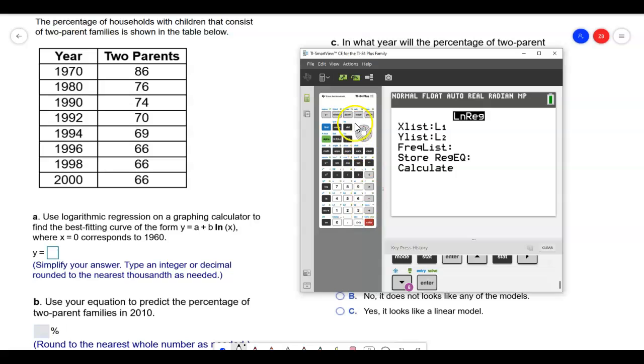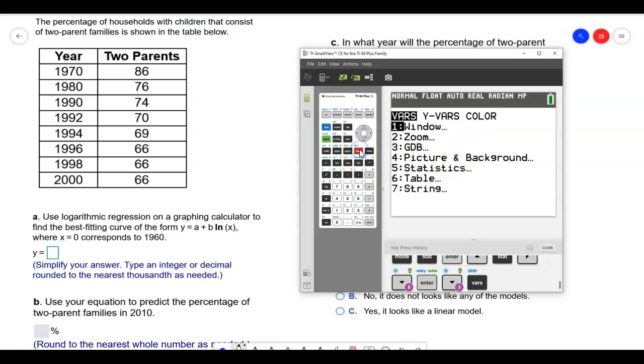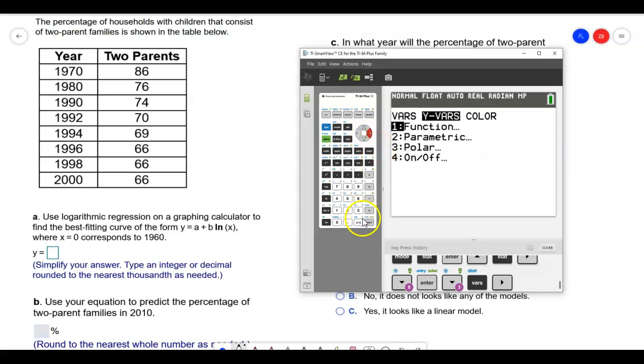So hit enter. Yes, we want to use L1, we want to use L2, and because I've already done this problem, I know that we're eventually going to want to use the regression equation. So I'm going to save this to my Y1 equation. Instead of putting this in manually later, I can tell it to store it in my Y1. Where it says store regression equation, I'm going to hit my Vars key right here. I'm going to go over to Y-Vars and hit enter under Function and hit enter under Y1.